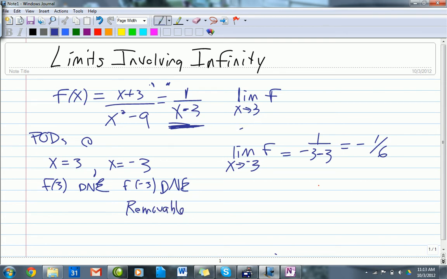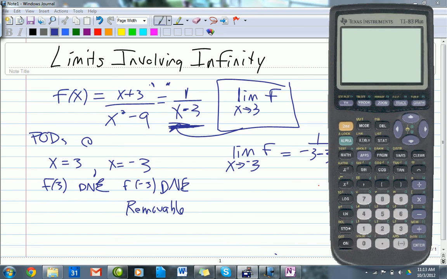But note that I still can't plug in 3 here. What we're going to find is that the limit doesn't exist, but it's a little bit more than that. So I want you to consider the limit as x is going to 3, and let's take a look at our calculator and see what's going on. I'm going to graph this and see what's happening at 3.